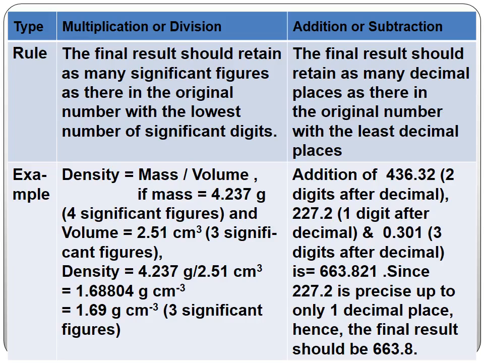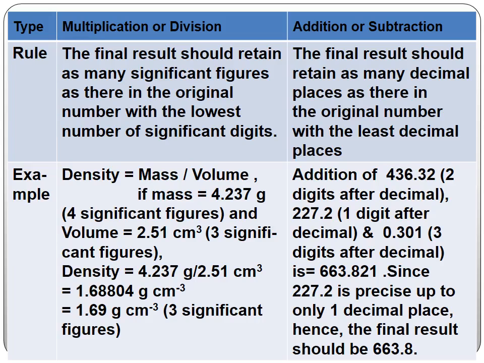0.301. First number has 2 digits after decimal, that is, it has 2 decimal places. Second number has 1 digit after decimal place, that is, it has 1 decimal place. And third one has 3 digits after decimal, that is, it has 3 decimal places. When these numbers are added, you will get 663.821, which has 3 decimal places.